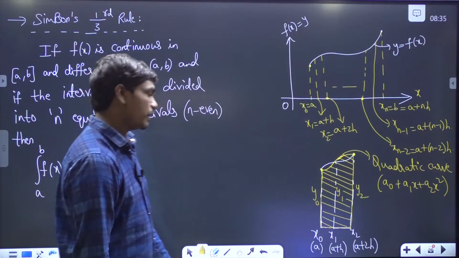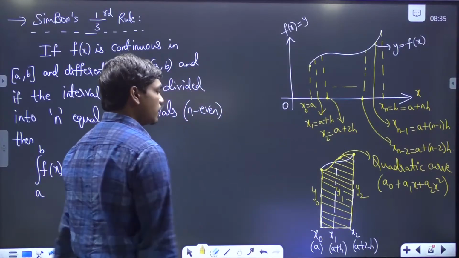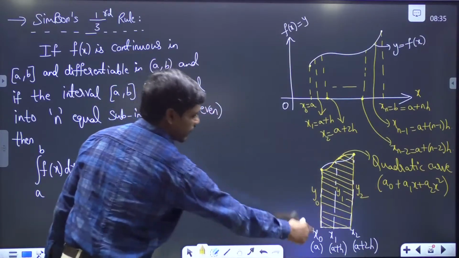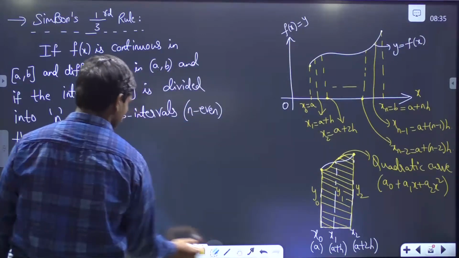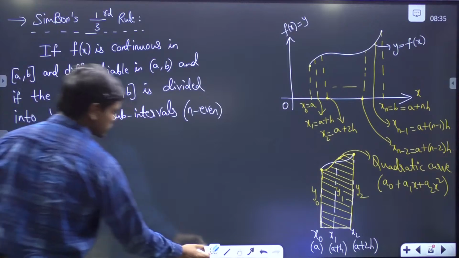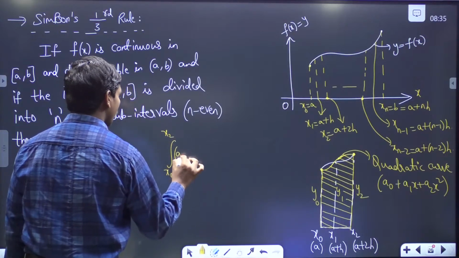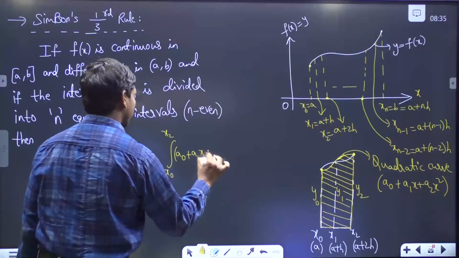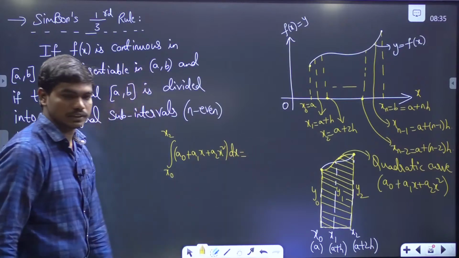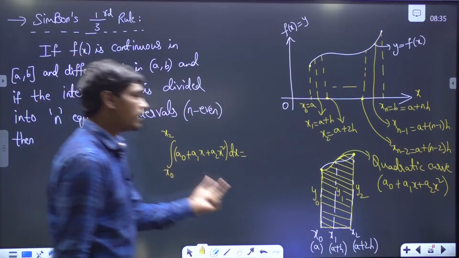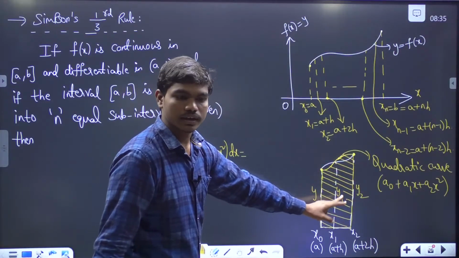Okay, so now if you take this as a plus h, and this as a plus 2h, now integrate this function from x0 to x2. We'll write this formula later, so let me write it here. Integral x0 to x2, a0 plus a1x plus a2x square dx is the actual area for this. Correct? This area is the actual area that represents the shaded part, meaning the area under the yellow curve. Correct?